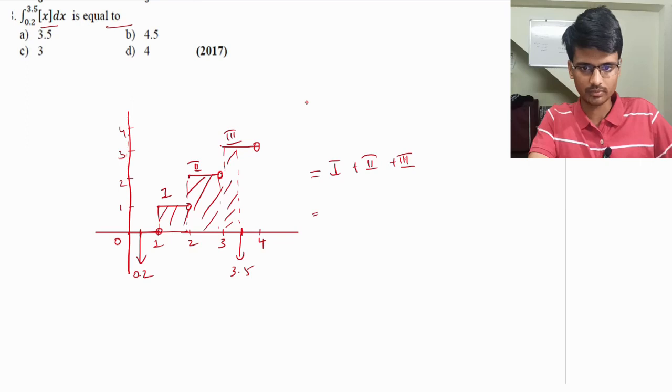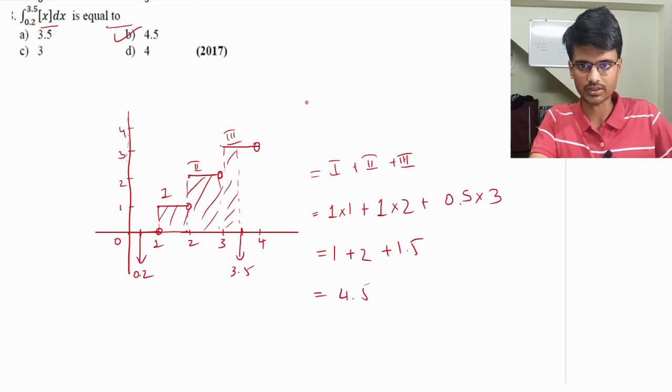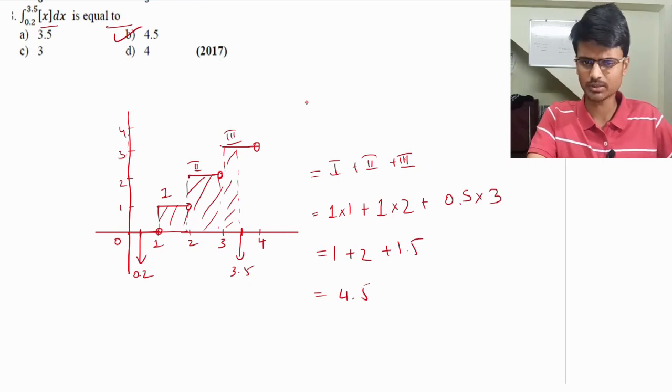So what is 1? 1 into 1 plus, these are nothing but rectangles. The width here is 1 for the second part, but my height is 2, plus for the third part my width is 0.5, but my height is 3. So I need to just solve this. 1 plus 2 plus 1.5. So this is nothing but 4.5. So this is how you solve these kinds of equations. Okay, so using the graph method, this becomes very easy.